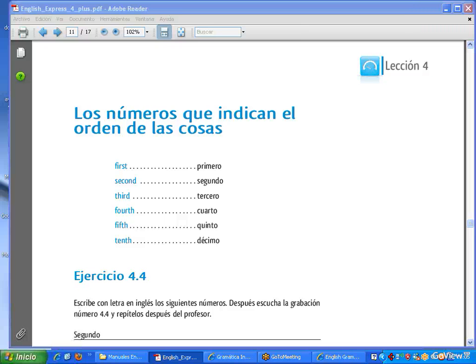Now fourth is good because after fourth all the numbers are the same, like this: fifth, sixth, seventh, okay, all the way till 10th, the same structure, and then 11th, 12th, 13th, 14th, 15th. Okay, you have to look these up and learn them because they're very important. We get to 20th in the same structure with the TH, and then we start again.